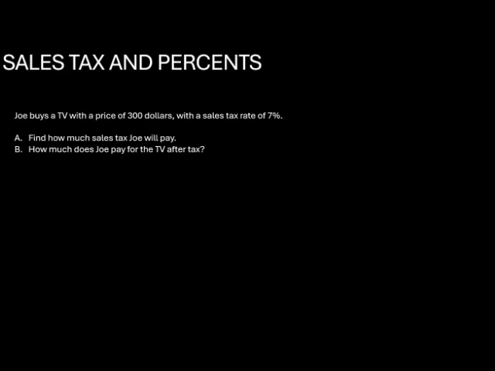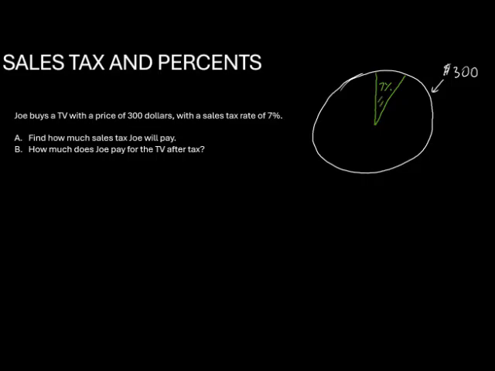Let's visualize our TV's price of $300 as a circle. Now our sales tax rate is 7%, so we're going to shade in 7% of the circle in green. It will be a fairly small wedge. We'll label that with 7%, and we'll label our circle with $300. We know that our shaded region represents 7% of the whole circle, but we don't know how many dollars that's worth. We'll make a note here that we have unknown dollars.